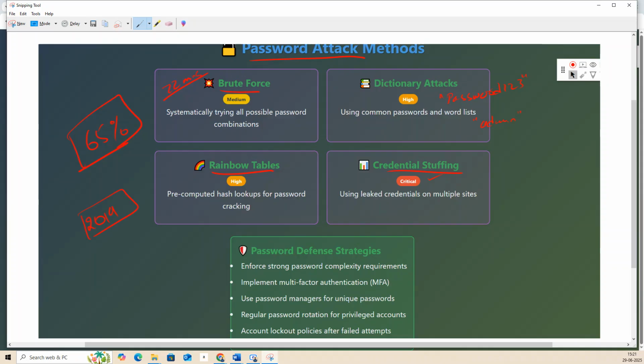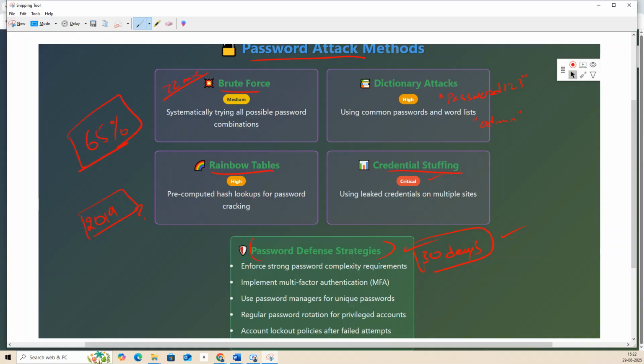So how do you defend against this? What is the defense strategy? This is your defense strategy. Strong passwords, complexity requirements, but make them reasonable. Use at least 12 characters with a mix of uppercase, lowercase, numbers, and symbols. It's better than forcing people to change their passwords every 30 days.